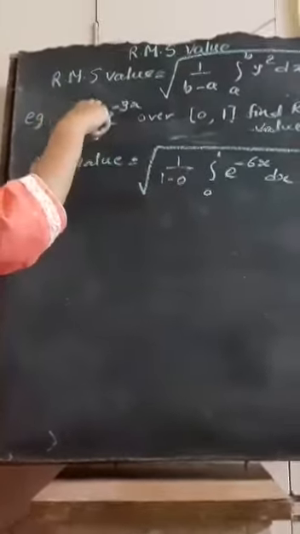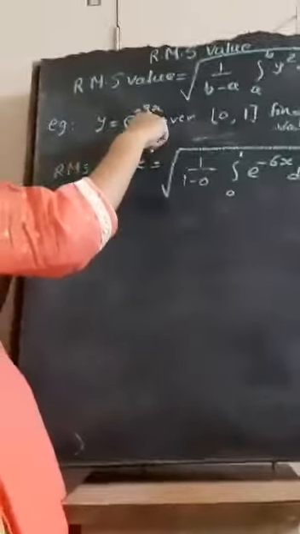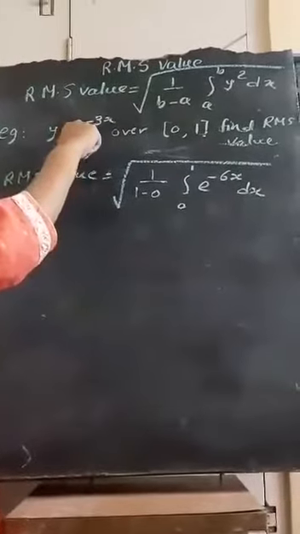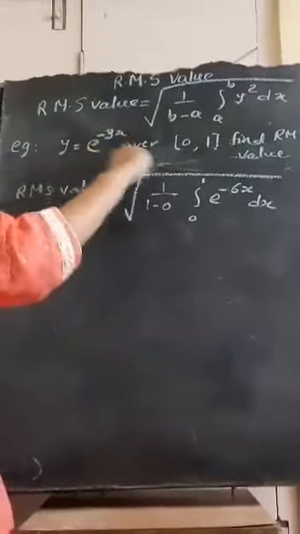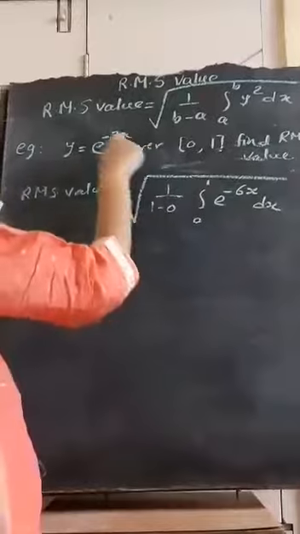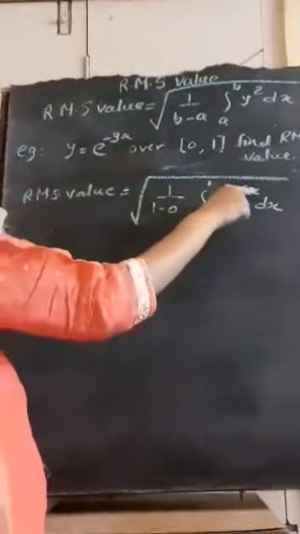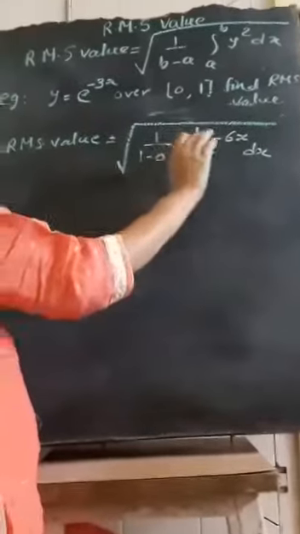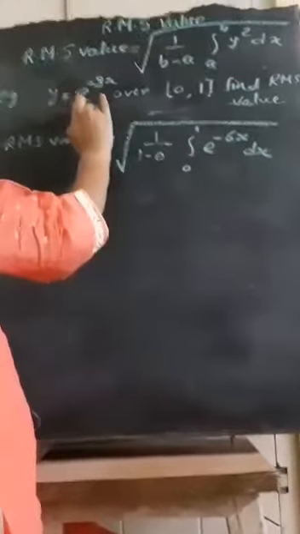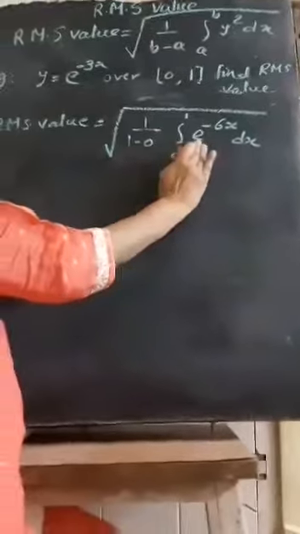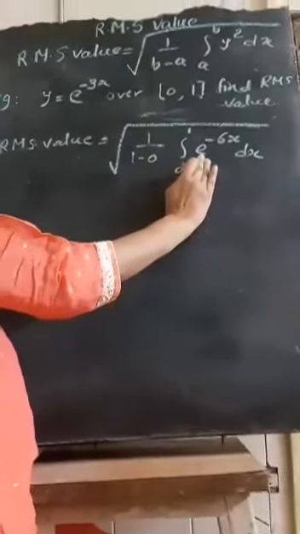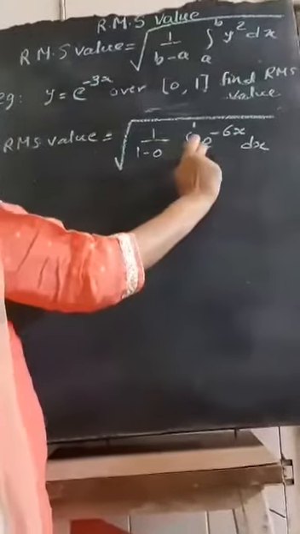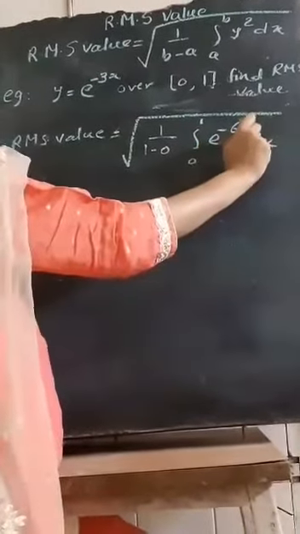What is y square? It will be e raised to minus 3x into e raised to minus 3x. By the law of indices, it will become e raised to the addition of powers, minus 6x. If it is e raised to x, it will be e raised to 2x. If it is e raised to minus x, it will be e raised to minus 2x, and so on. So I have chosen this problem. Understood how to do y square? It is y into y, so it will become e raised to minus 6x.